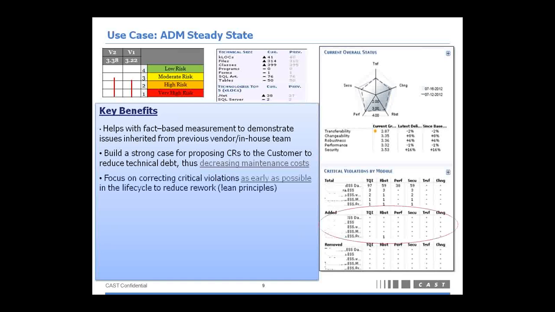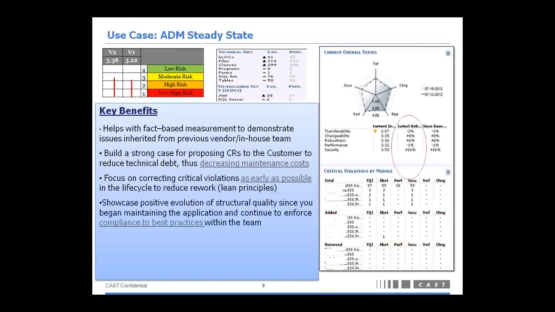And then look at, for example, the critical violations and focus on correcting them as early as possible in the life cycle, right? So this is a key thing in terms of applying lean principles and reducing overall rework. And this helps in gaining significant productivity benefits.